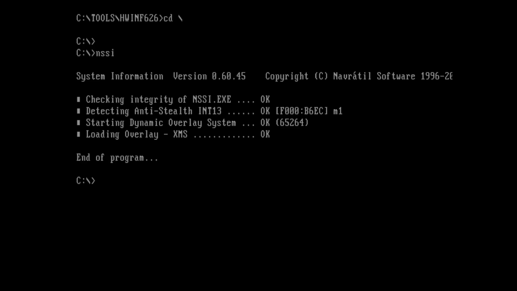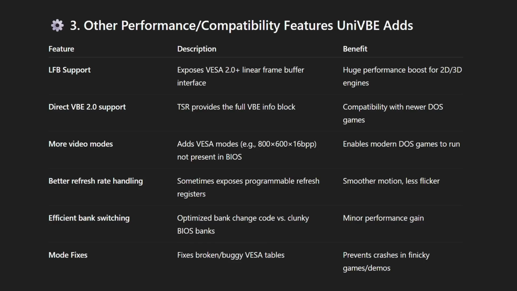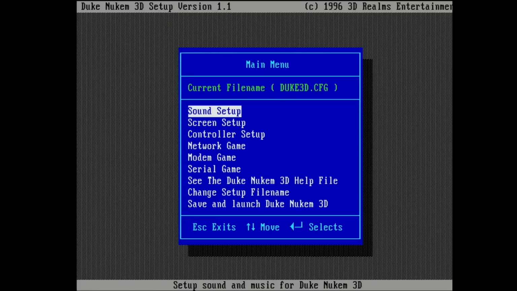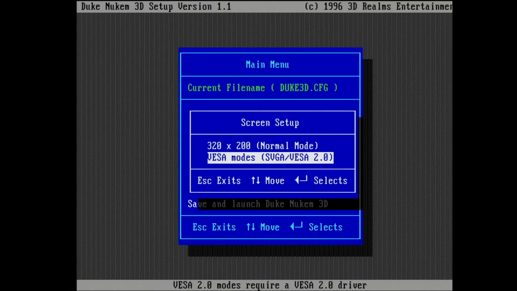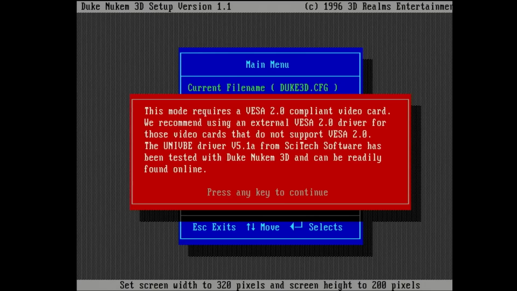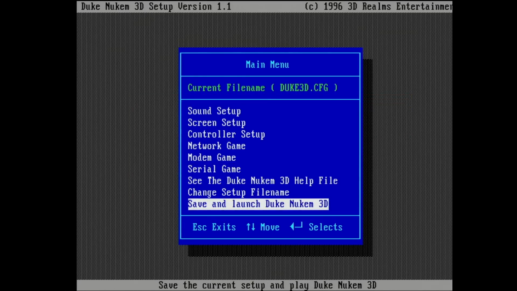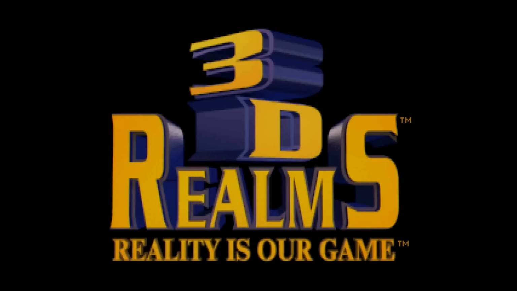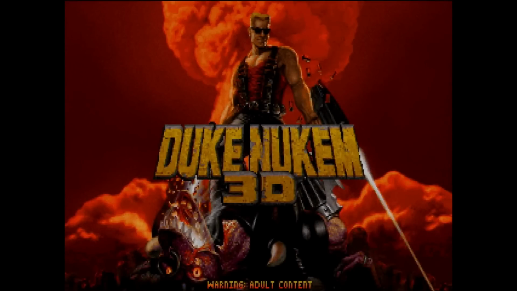Now the question is, do we get some extra benefits? And technically, yes, we should. We should get a lot of benefit because we are replacing banked memory access with linear frame buffer. What that is, I'll explain in a moment. But let's run Duke and see if we can now pick VESA mode 320 by 200. We still get this very scary pop-up, but now let's see if we can launch Duke in that resolution. Yes, it does. So UniVBE enabled this mode.